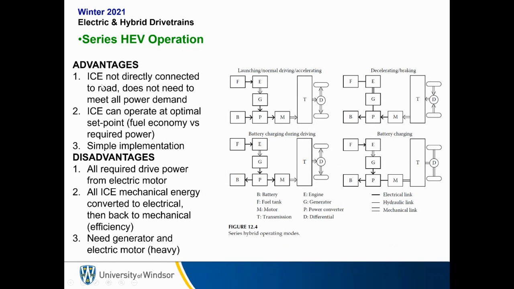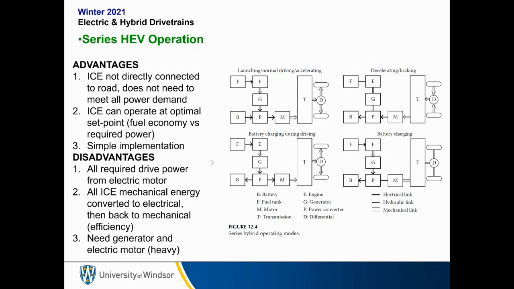So what are the advantages? Internal combustion engine is not directly connected to the road, so it does not need to meet all the power demand. So the internal combustion engine can operate at an optimal set point. The engine doesn't need to rev up and down. It can stay at one single RPM continuously charging the battery. So it can operate at an optimal set point, fuel economy versus power. It's also the simplest implementation.